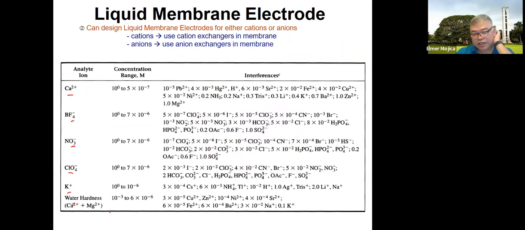So these are the ones that they use. Okay. So water hardness is also something we could determine, but not with the calcium 2+ electrode. Now the problem with this one, since it is a divalent cation, is that there's a chance that other divalent cations will also interfere with it.